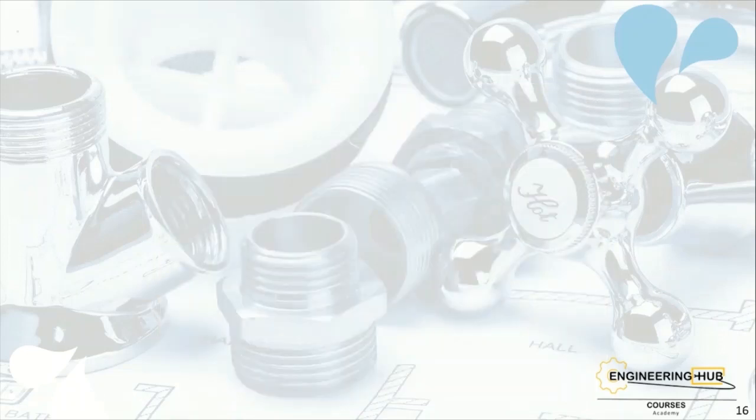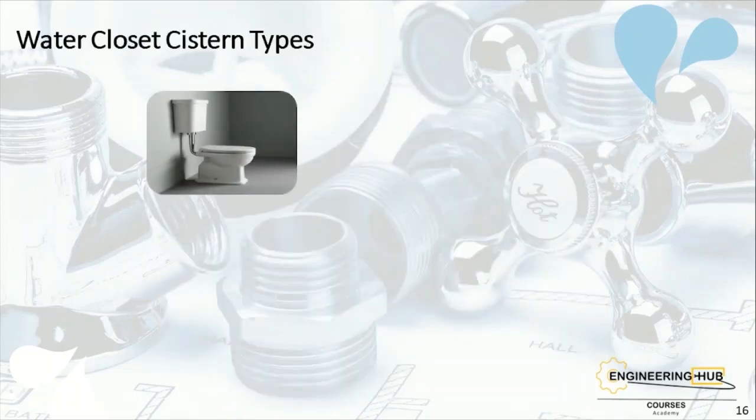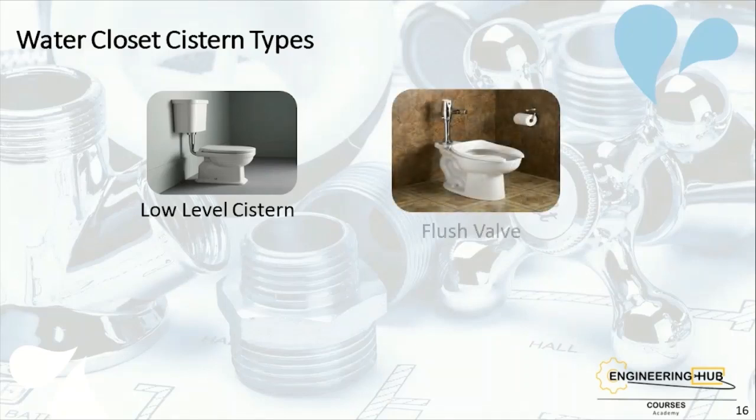Then we'll talk about the cistern types, and the first one is the low-level cistern. This is the most traditional and available one in the default houses, and also the simplest one to maintain. The flush valve is mostly used in public toilets because it is connected directly to the main pipe, so it can work continuously without waiting to fill the tank.